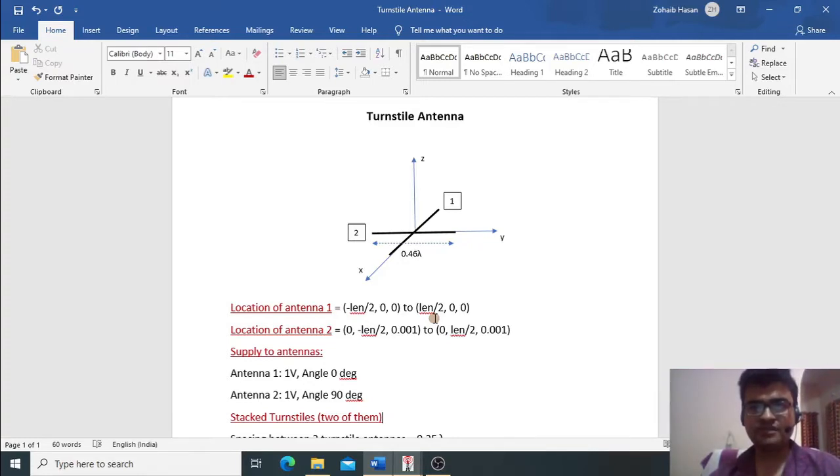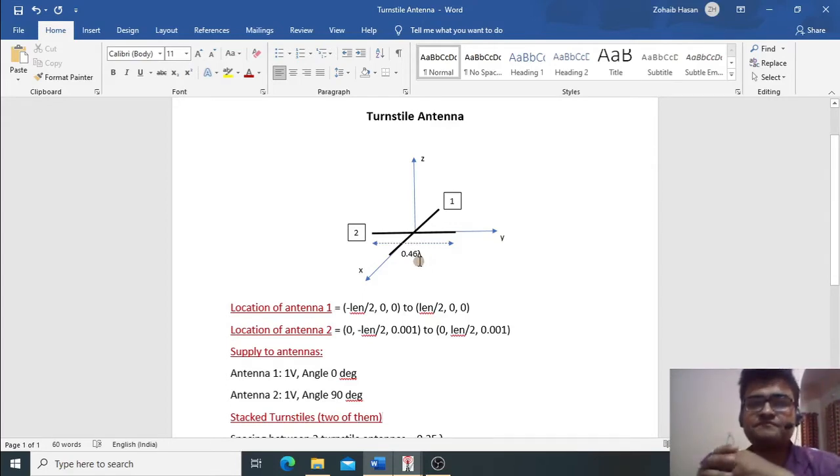Okay, as you can see on my screen right now, I have made a diagram on a three-dimensional coordinate system. There are two dark lines, they represent dipoles and they are kept one over the other. One dipole, labeled as dipole number 1, is kept on the x-axis and the second antenna is kept on the y-axis. Obviously they are centered around the origin and they are 90 degrees to each other because they are on perpendicular axes. As always, we are assuming that the length of the dipole is already known, and we are keeping it 0.46 lambda as you can see here.